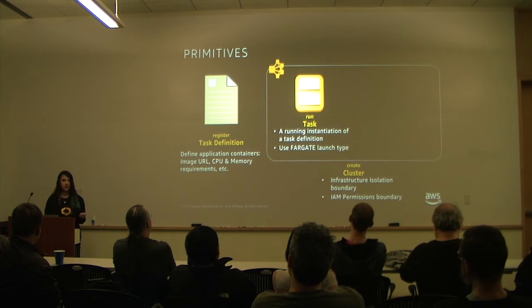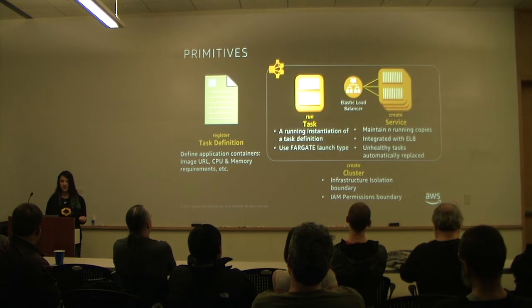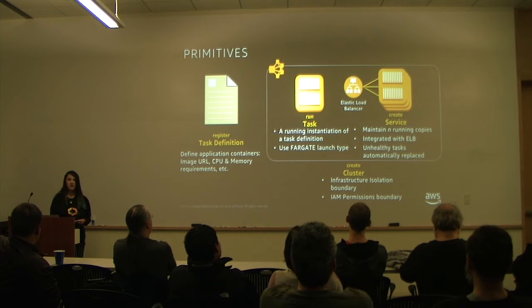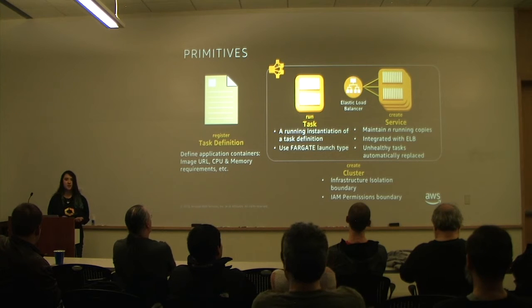Another option for running your tasks is to create a service. Creating a service, basically you say how many copies you want to have running, and ECS will ensure that that many are always running. And then you can also use Elastic Load Balancing with it.